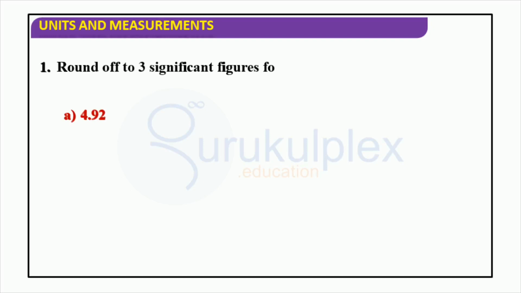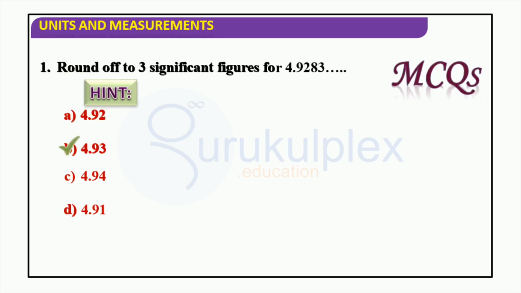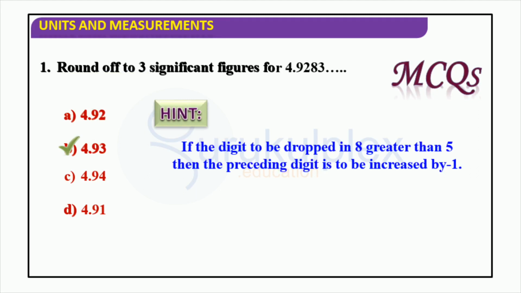As you can see, this slide is asking us about units and measurements. The goal is to round off 4.9283 to 3 significant figures. The answer is 4.93, and if the digit to be dropped is greater than 5, then the preceding digit is to be increased by 1. Working with units and measurements can be complex, but this slide illustrates one way to approach the problem.